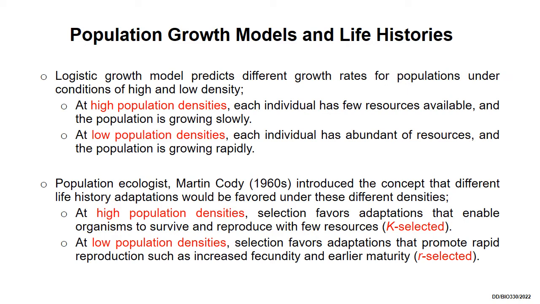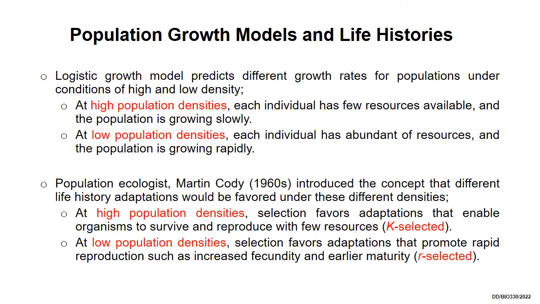What is the relationship between population growth models and life histories? The logistic growth model predicts different growth rates for a population under conditions of high and low densities. For example, at high population densities, each individual has few resources available. So, the consequence is that the population grows slowly. In contrast, at low population densities, each individual has an abundance of natural resources, a lot of food, a lot of space, so the population is able to grow rapidly.